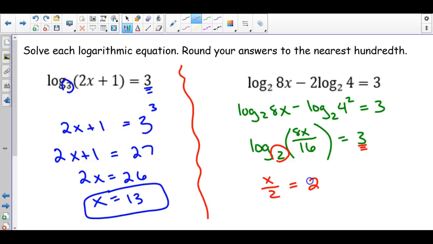And on the right-hand side, I have 2 to the third power. So x is really equal to, or I'm sorry, x over 2 is equal to 2 to the third, which is 8. And then if I wanted to isolate the x, right now it's being divided by 2, so I would have to multiply both sides by 2, and x would come out to 16.